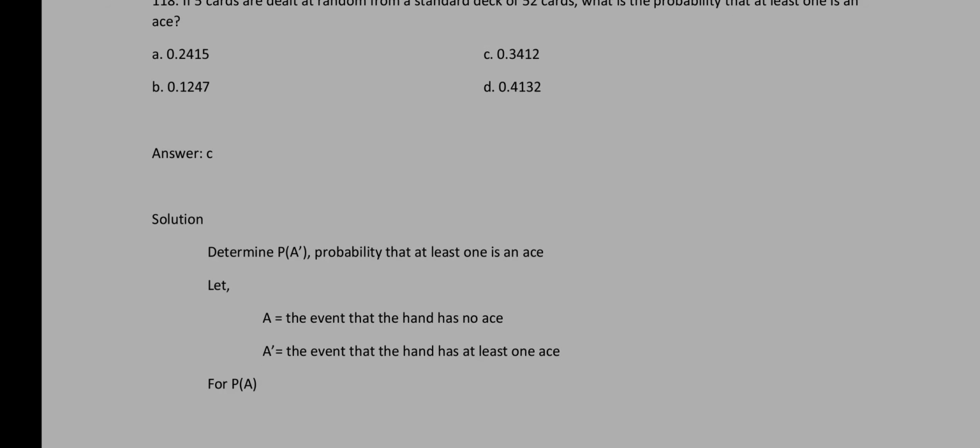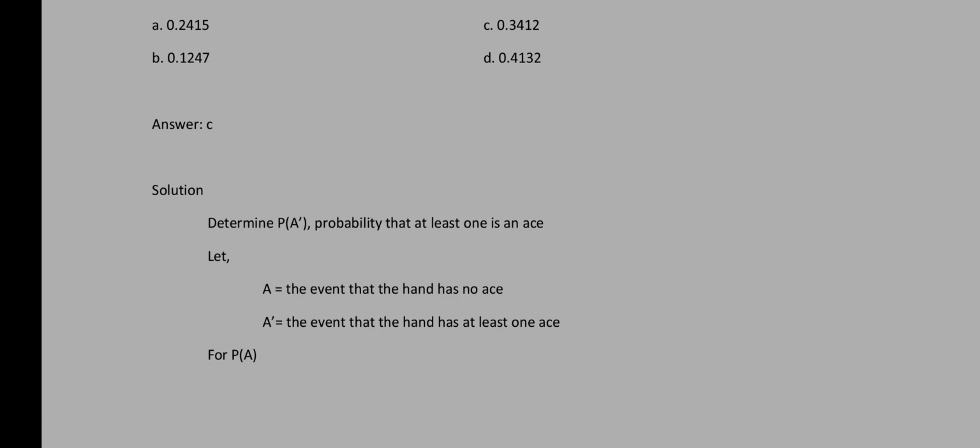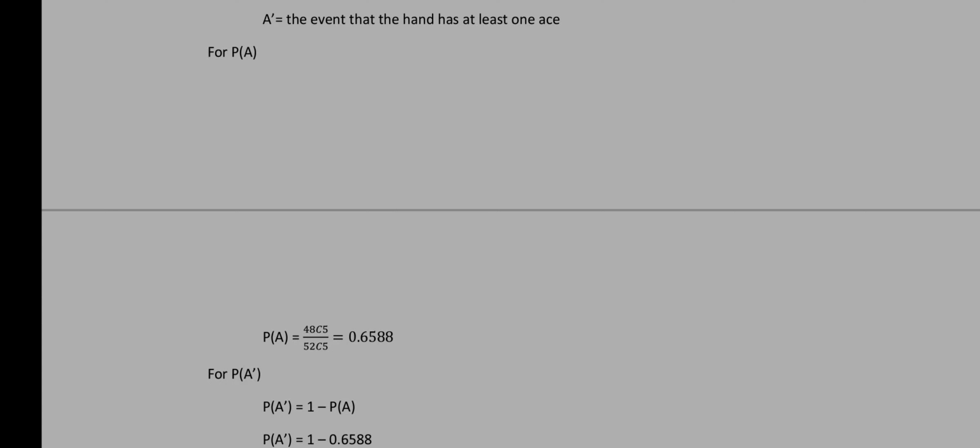Solution, determine P of A prime, probability that at least one is an ace. Let A be the event that the hand has no ace. Yung A prime is event that the hand has at least one ace. Kunin mo muna yung P of A. P of A is 48C5. Binawasan mo ng 4 yung isang deck, naging 48. Tapos 52 yung isang buong deck. Nagbawas ka ng 5. Ay naging 52C5, which is equal to 0.6588.